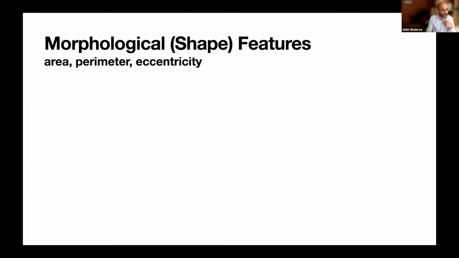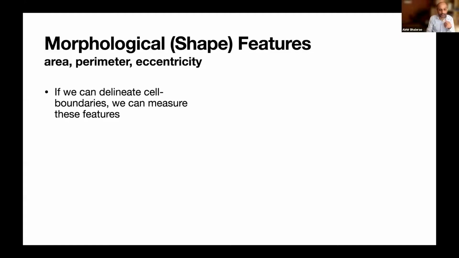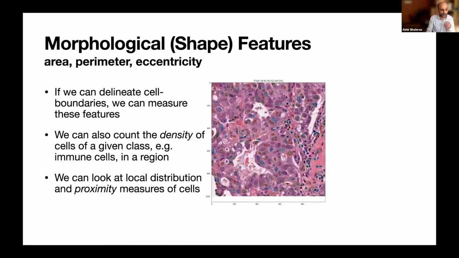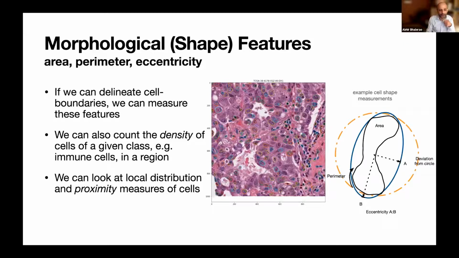Okay, so much for filtering for texture. I mentioned that we can also look at shape or morphological features. To do this, we obviously need to actually segment out particular structures and then calculate these features. So if we can delineate cells and cell boundaries, we can measure morphological features. Here's an example from the TCGA where a particular operation has been run to highlight the cells. And then we can start to take measurements of individual cells in terms of shape or morphology.